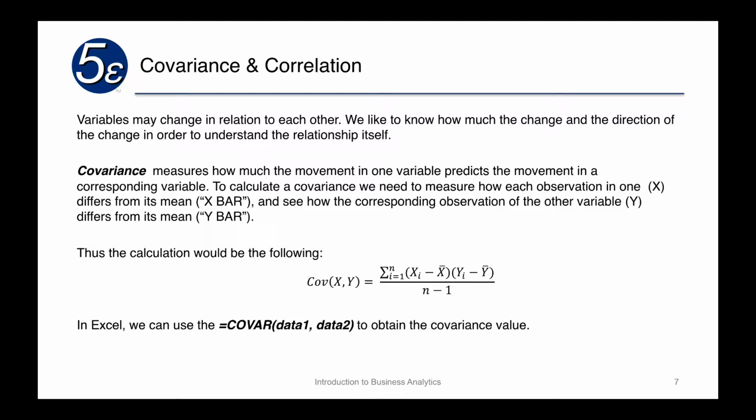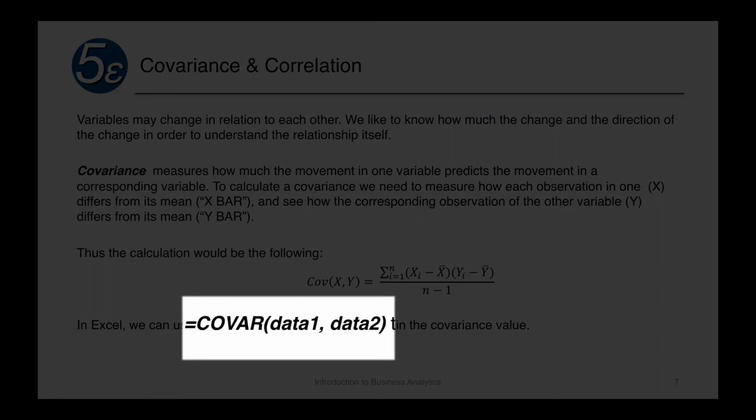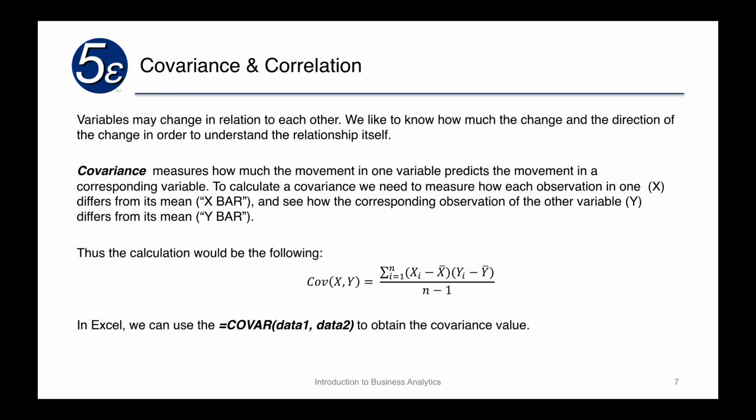Now, we don't really need to do the entire calculation because Excel does this for us. We can actually calculate the covariance using the COVAR function, where we have our data set 1 and data set 2, which would be synonymous to an X data set and a Y data set.